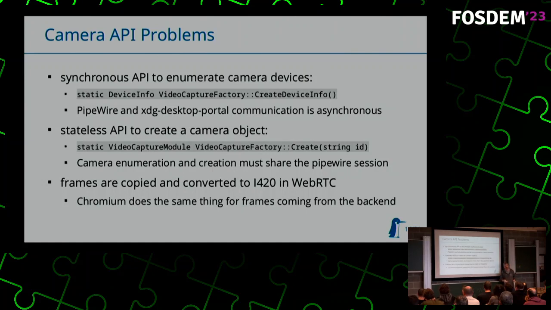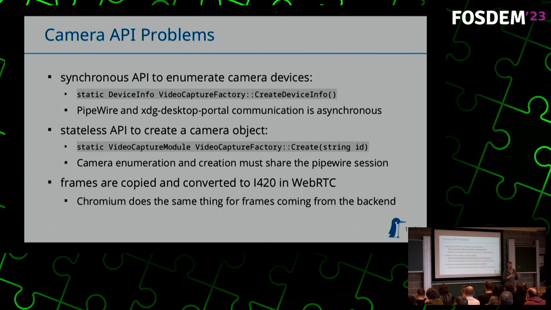Yeah, there was an API, but there were some issues. I mean, it was an API designed for APIs like Video for Linux. And if you enumerate devices in Video for Linux, you can do that basically instantaneously. Just open a few file descriptors, send a few ioctls, and you're done. So there was a synchronous call to give me all the cameras.